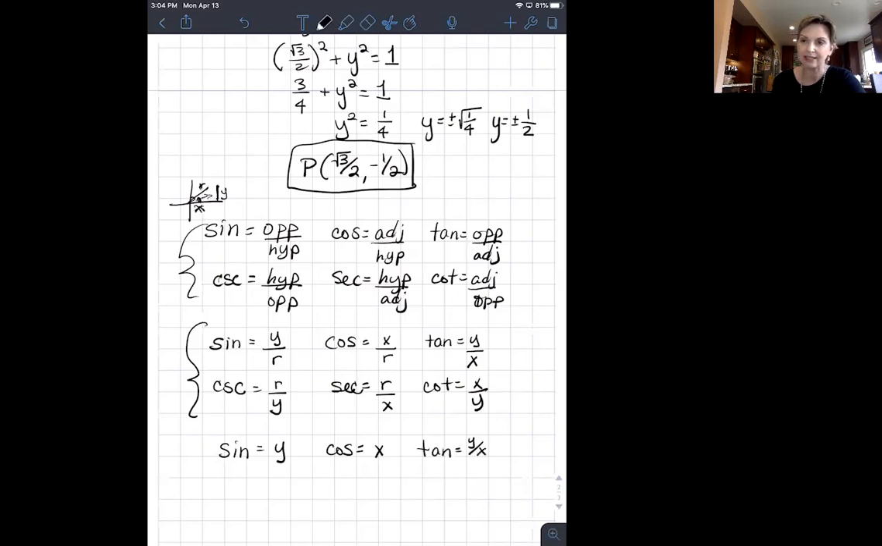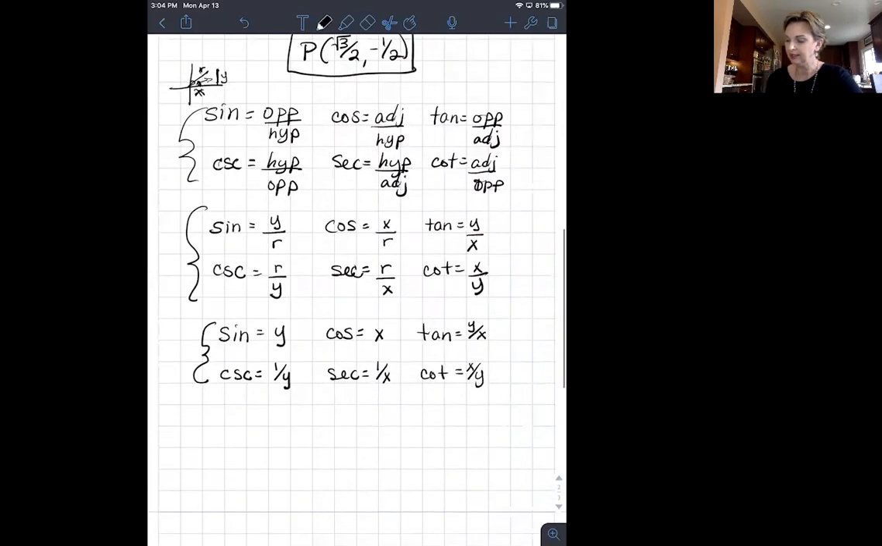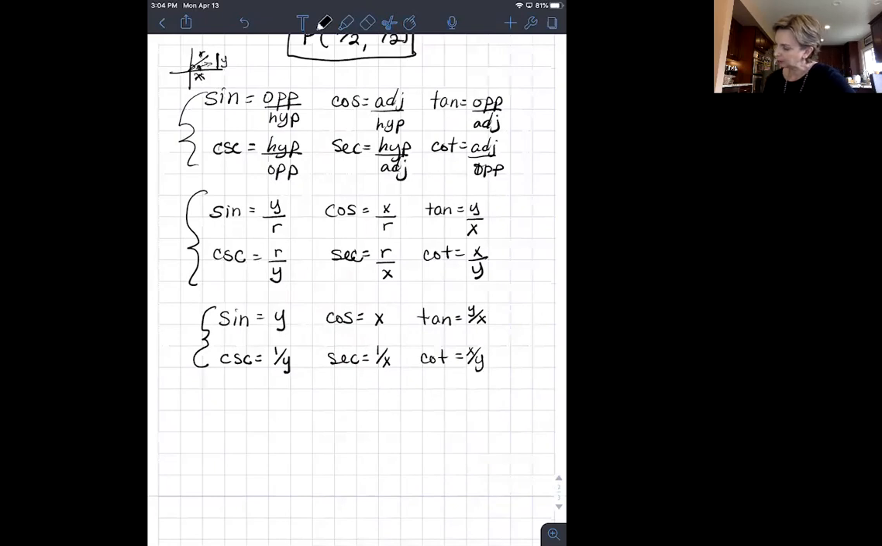Tangent stays the same. There's no r in tangent. Cosecant is now going to be 1 over y. Secant, 1 over x. And cotangent is the same. All right. So now we have, on the bottom there, our 6 trig functions in the unit circle, just in relationship to our x and our y coordinates.